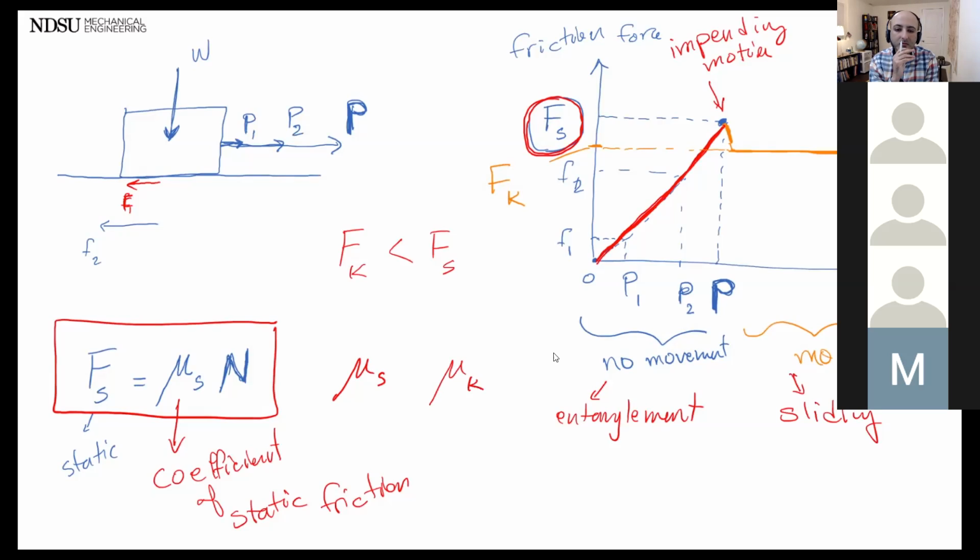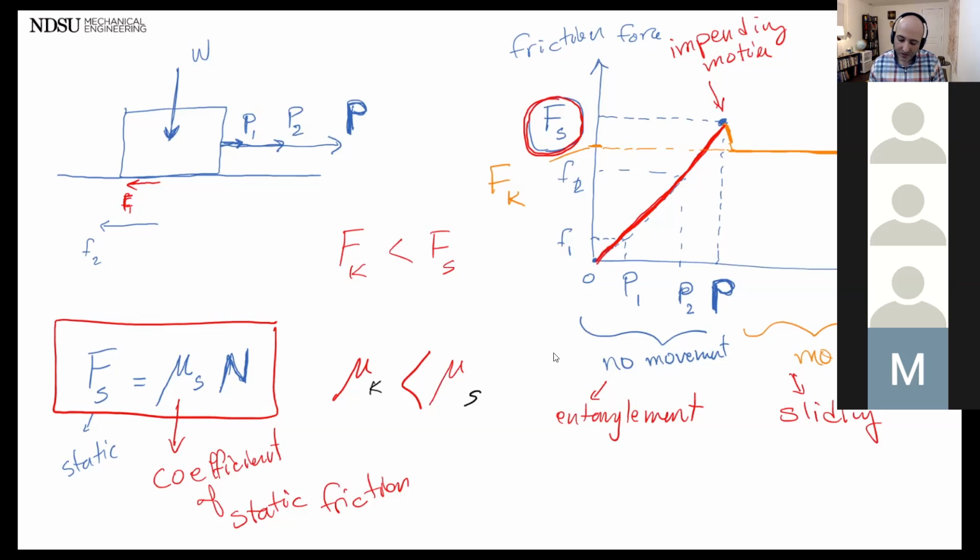Well, considering it's multiplication, and FK is smaller than FS, MK would be smaller. So mu-s, I should have put them the other way. Mu-s, you're correct. Because N is constant, the normal force is constant, and so the coefficient of kinetic friction is usually less too. I think it's typically about 25% smaller.